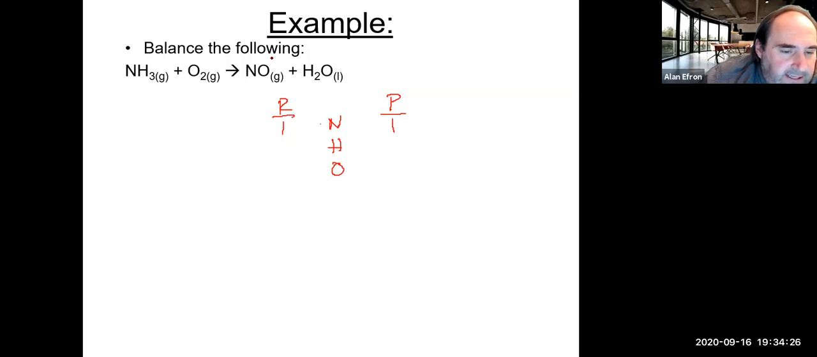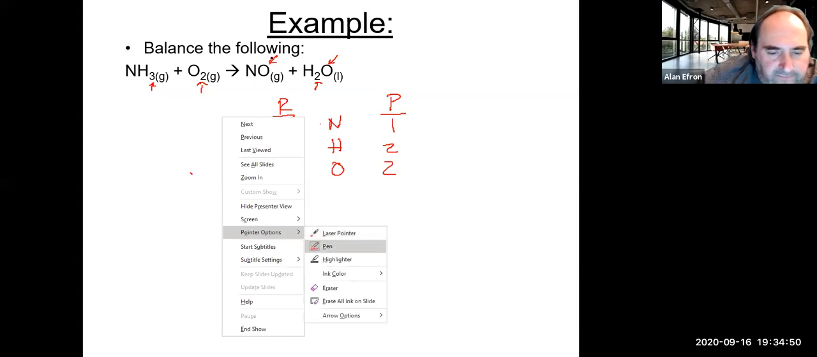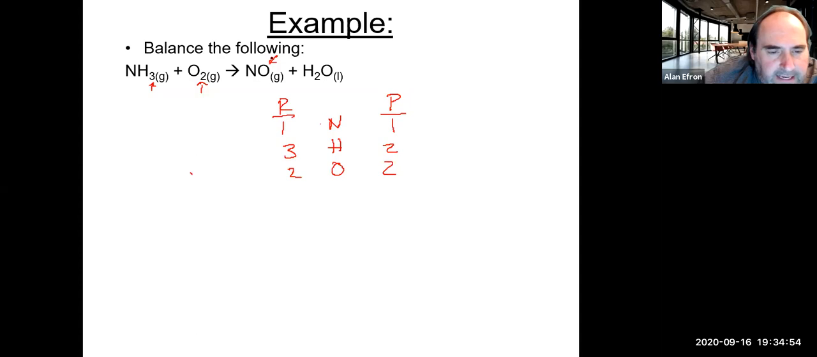Left-hand side, three hydrogens there. Right-hand side, two hydrogens, not too bad. And oxygen, left-hand side, we got two. Right-hand side, one oxygen there and one there, and that is two. So on the outset here, doesn't look too bad. Looks like we got everybody balanced except for our good friend hydrogen. So we got two on the right and three on the left.